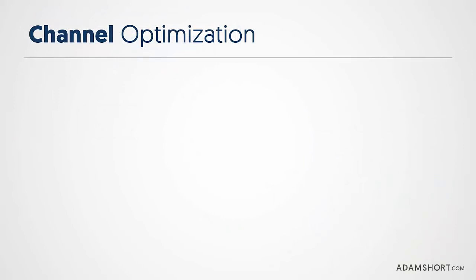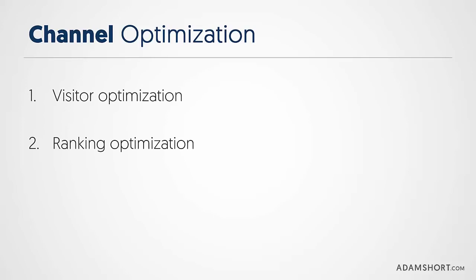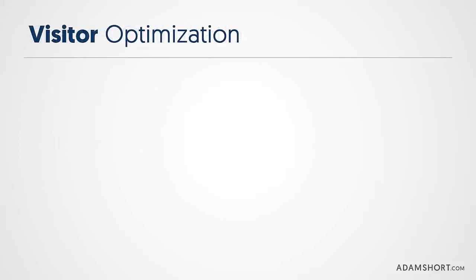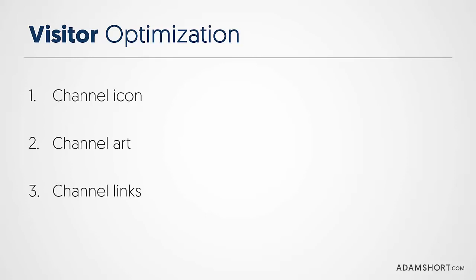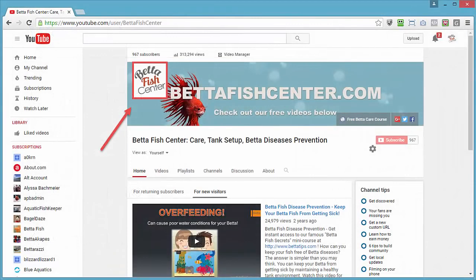There's essentially two different parts to channel optimization, two steps. Step one, I call visitor optimization, and step two, I call ranking optimization. So let's start with visitor optimization. This step is all about optimizing your channel so that the maximum number of people possible who come to your channel end up leaving eventually and heading over to your website. So there are four elements here that you want to optimize, including your channel icon, your channel art, your channel links, and your channel welcome video. So let's look at examples of each of these now, starting with your channel icon.